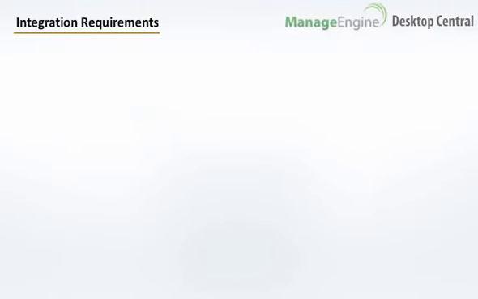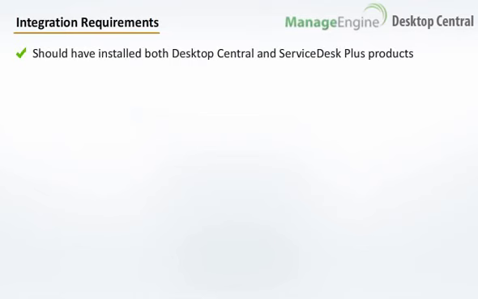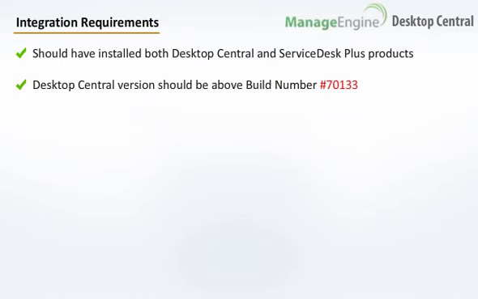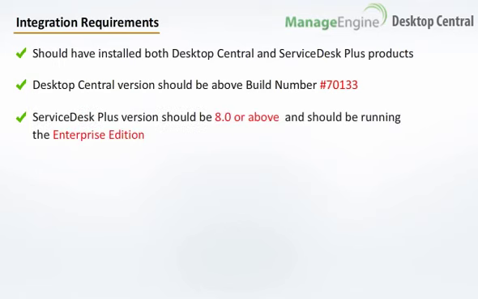Now let us see the version compatibility for integrating software deployment with Service Desk Plus. You should be running both Service Desk Plus and Desktop Central in your network. Desktop Central build number should be 70133 or above. The Service Desk Plus version should be 8.0 or above, and you should be running the Enterprise Edition.